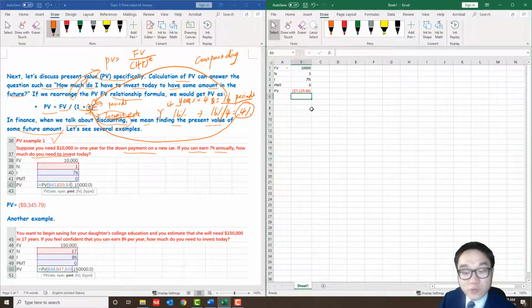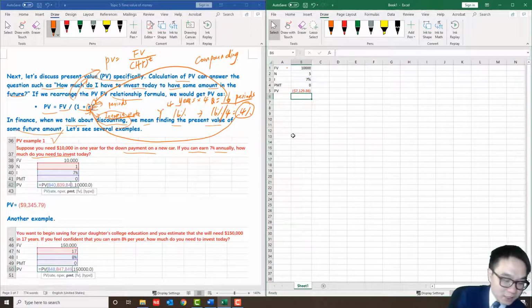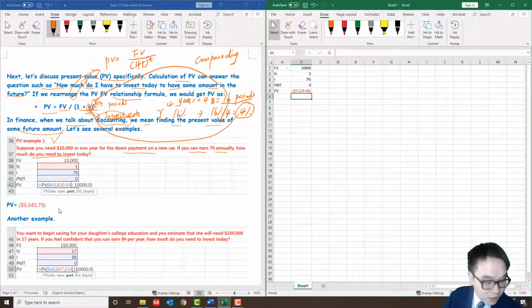You see the number is in red. In red means this number is a negative number, and it's in parentheses. In accounting, in Excel, if a number is in parentheses, that means it's a negative number. And here in our scenario, this number is in parentheses. That means this is a cash outflow. This is a negative number. This is a cash outflow.